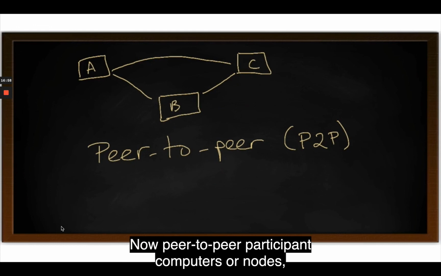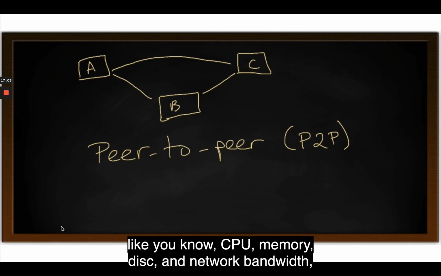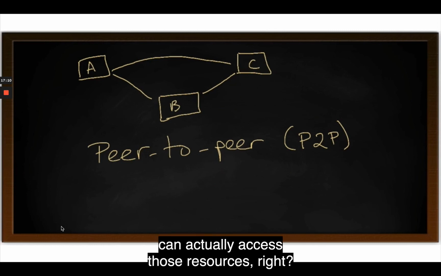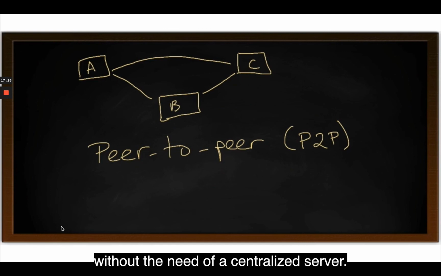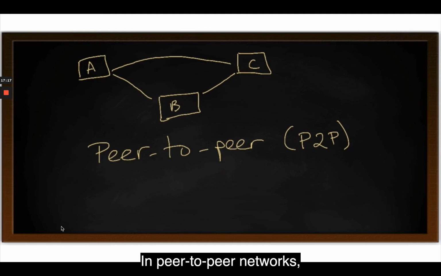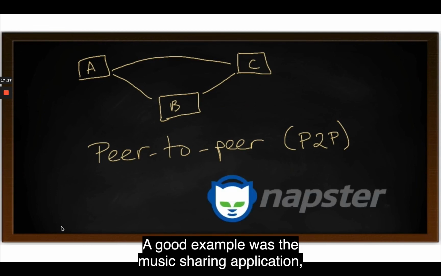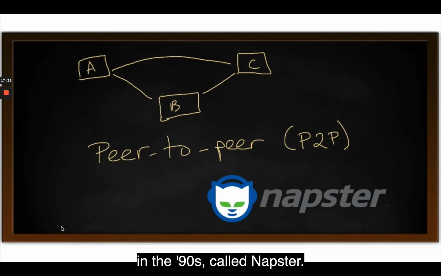Now, peer-to-peer participant computers or nodes reserve a chunk of their resources like CPU, memory, disk, and network bandwidth so that the other peers or participants can access those resources, right? This is all done without the need of a centralized server. In peer-to-peer networks, each peer can be both a supplier as well as a consumer of resource or data, right? A good example was the music sharing application that was very popular in the 90s called Napster.